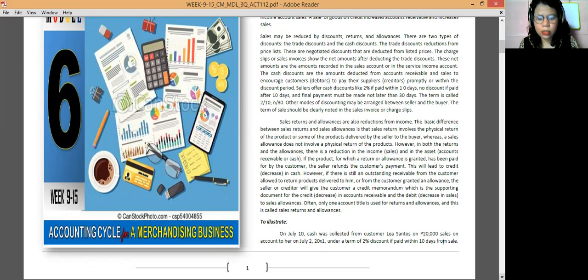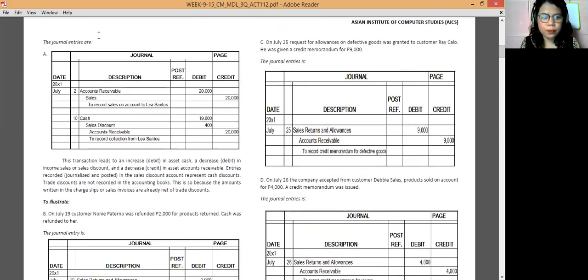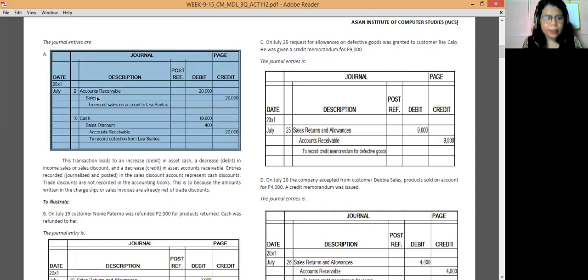Ganito yung illustration niya sa journalizing. So, eto yun. Okay? So, eto siya. Yan. So, July 2, di ba? So, accounts receivable, nag-increase yan, asset, 20,000. Then, may sales po tayo, income. So, nag-increase siya, 20,000. To record sales on account to Leah Santos. So, expect natin na meron tayong ma-receive from Leah Santos. Diba? Kaya nga siya accounts receivable.